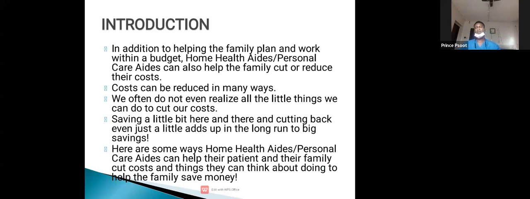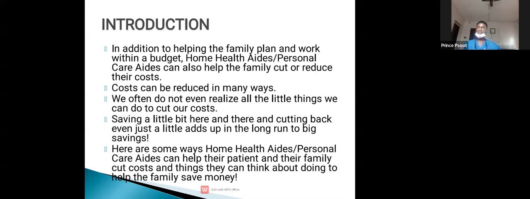So in addition to helping the family to plan and work within a budget, a home health aide or a personal care aide can also help the family to cut or to reduce their cost. Now, how do we reduce cost? Cost can be reduced in so many ways. And we often don't realize all the little things we can do to cut our costs.